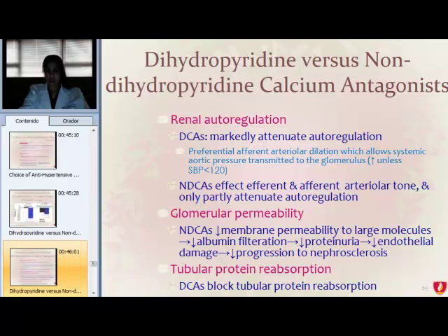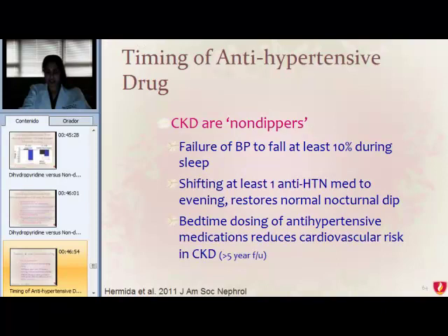The reason they are different is that the NDCCBs cause efferent and afferent arteriolar vasodilatation, and so they don't increase glomerular pressures, whereas the DCCBs, or the nifedipine type drugs, preferentially dilate the afferent arteriole and so transmit the systolic blood pressure directly to the glomerular capillaries and result in glomerular hypertension and possibly worsening of proteinuria. The NDCCBs also decrease glomerular permeability and therefore decrease proteinuria. The tubular reabsorption is blocked by DCCBs, whereas not by NDCCBs, and therefore proteinuria is also affected.